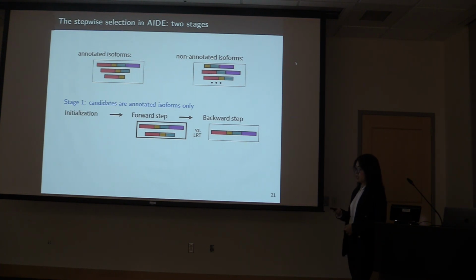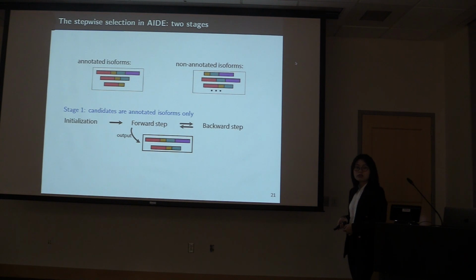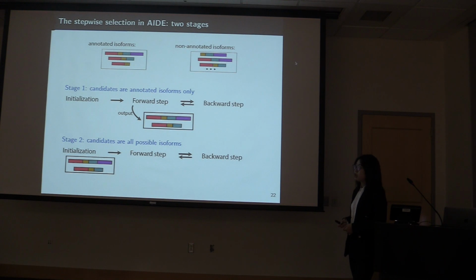We repeat this process until the model determines that we can no longer move forward. Then we stop and move on to the second stage, in which we start considering all the possible isoforms in addition to the annotated ones. Again, we take forward and backward steps in turns until the model converges. Using this stepwise selection procedure, we can effectively give priority to those annotated isoforms while ensuring that only isoforms that have statistically significant contributions to explaining the RNA-seq reads will be included in our final variable set.